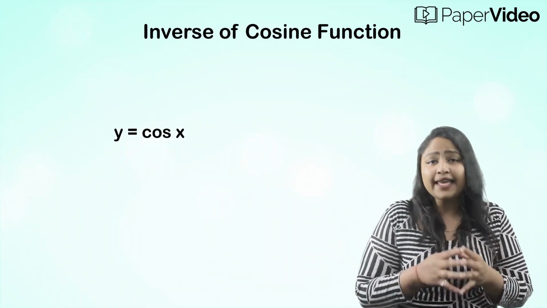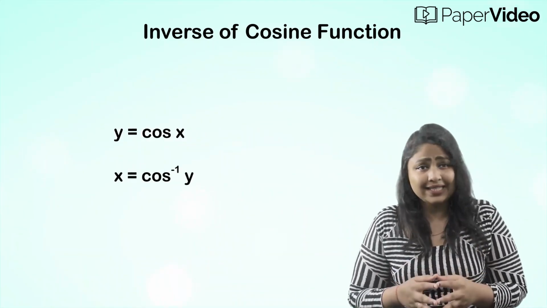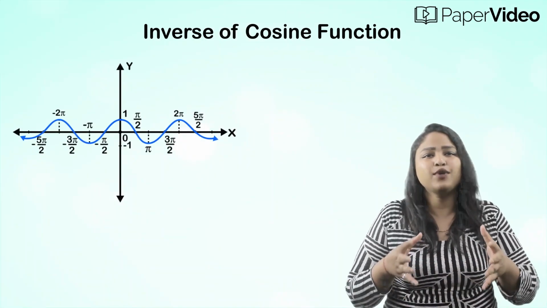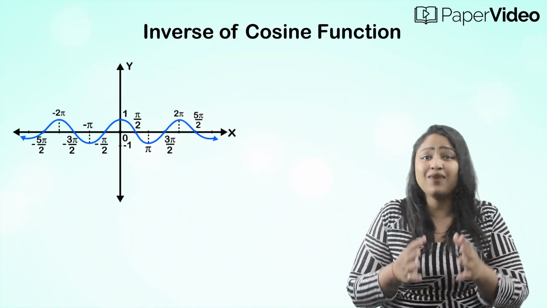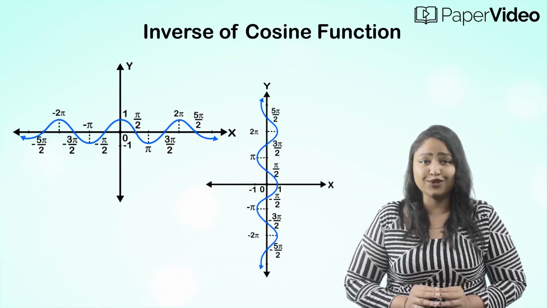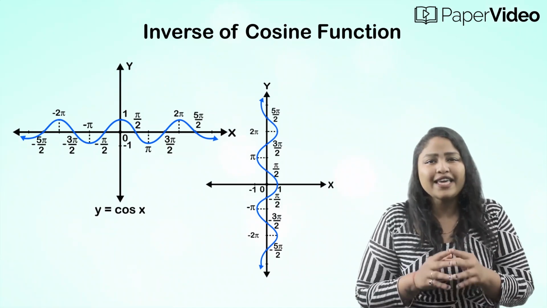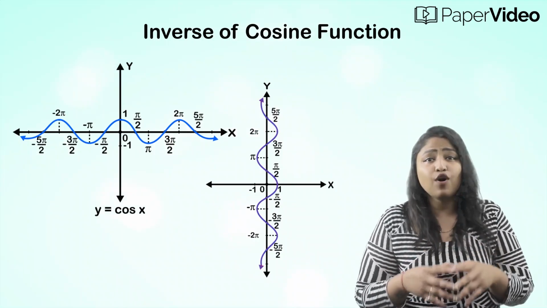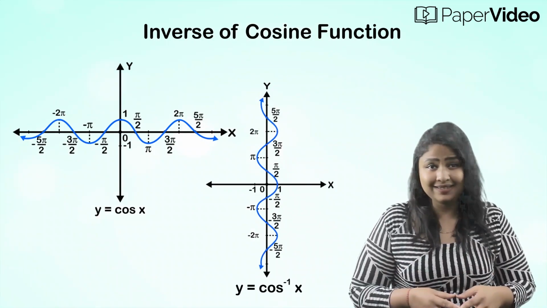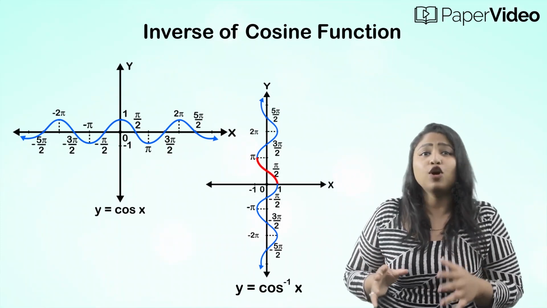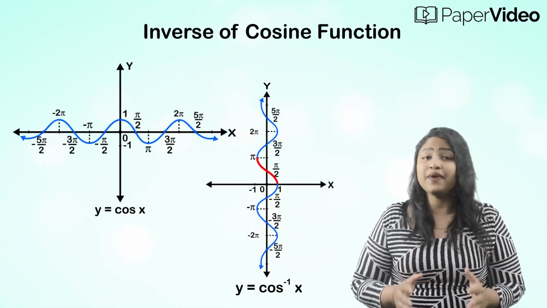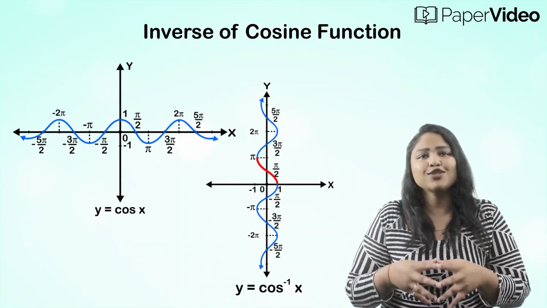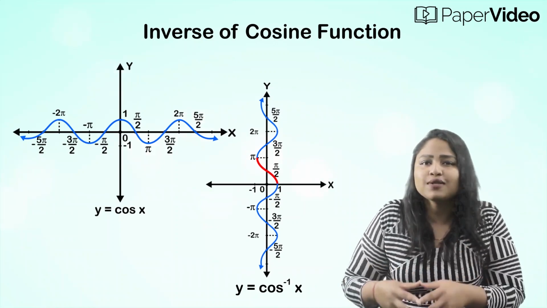As we know, if y equals cos x, then x equals cos inverse y. So the graph of the cosine inverse function can be obtained by interchanging x and y axis of the graph of the cosine function. Thus, the graph of y equals cos x. By just interchanging the axis, we can draw the graph of y equals cos inverse x. This shaded portion of the curve from 0 to pi is known as principal value branch. Any value of cos inverse x within this interval is known as principal value of the cosine inverse function.